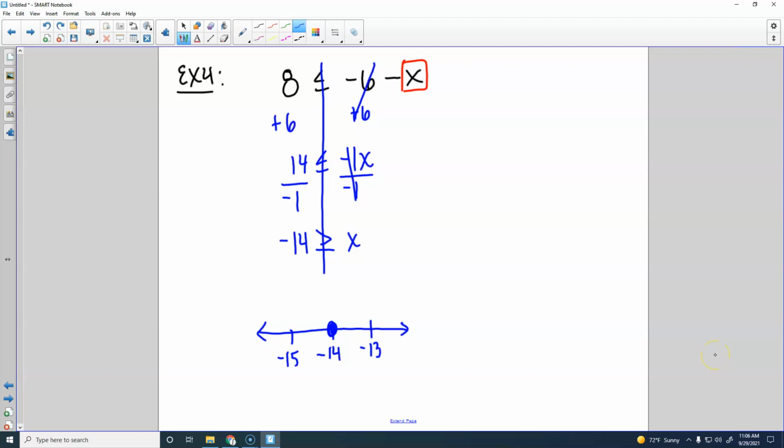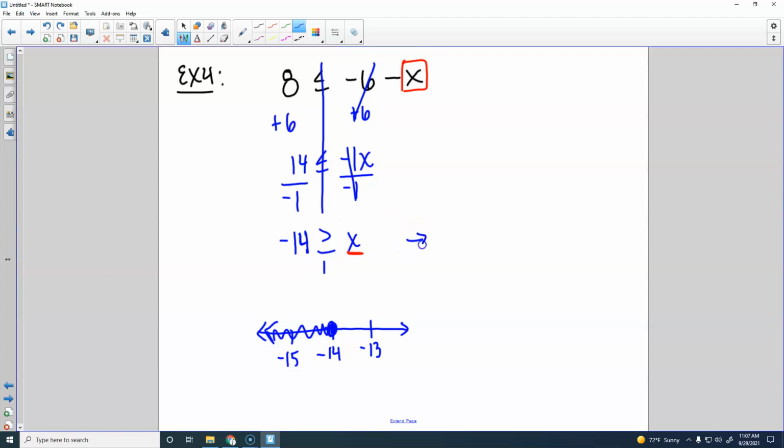I purposefully gave you this one to try to trick you. Because right here, my arrow does look like it goes this way. Is my x first? No, the x has to be first for us to use that trick. So we need to go the opposite direction, which means we need to shade here. Here's what I usually do. I never, ever, ever leave my answer like this right here. I always rewrite it: 14 greater than or equal to x.